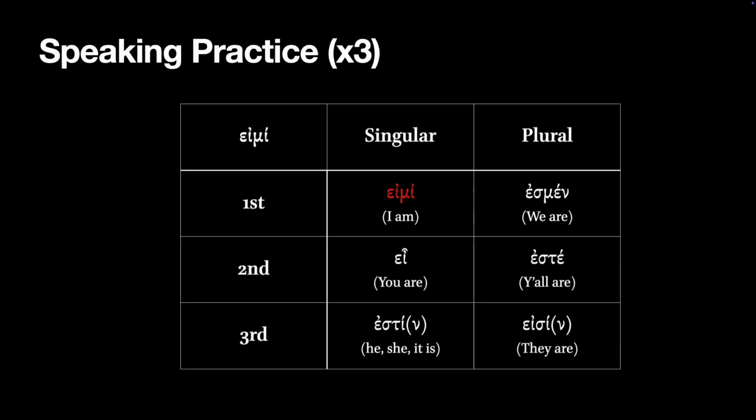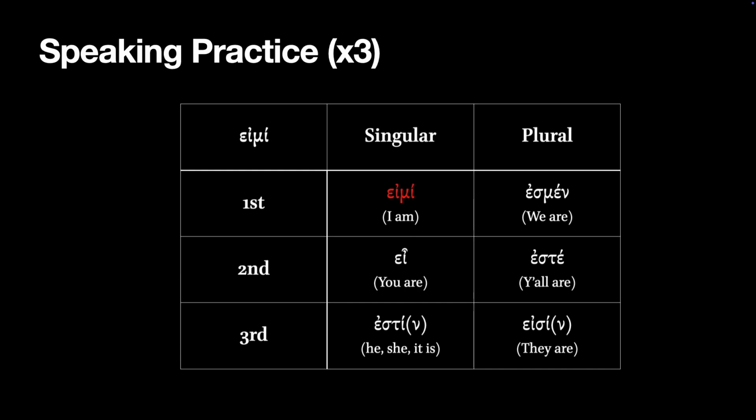Just as we did with the primary suffixes, we're going to practice together speaking these forms of eimi, the present indicative forms of eimi, together three different times. The first time I'll go slowly, you'll repeat after me. The second and third time I will go a little bit faster and we'll say them together. So let's go ahead and jump in.